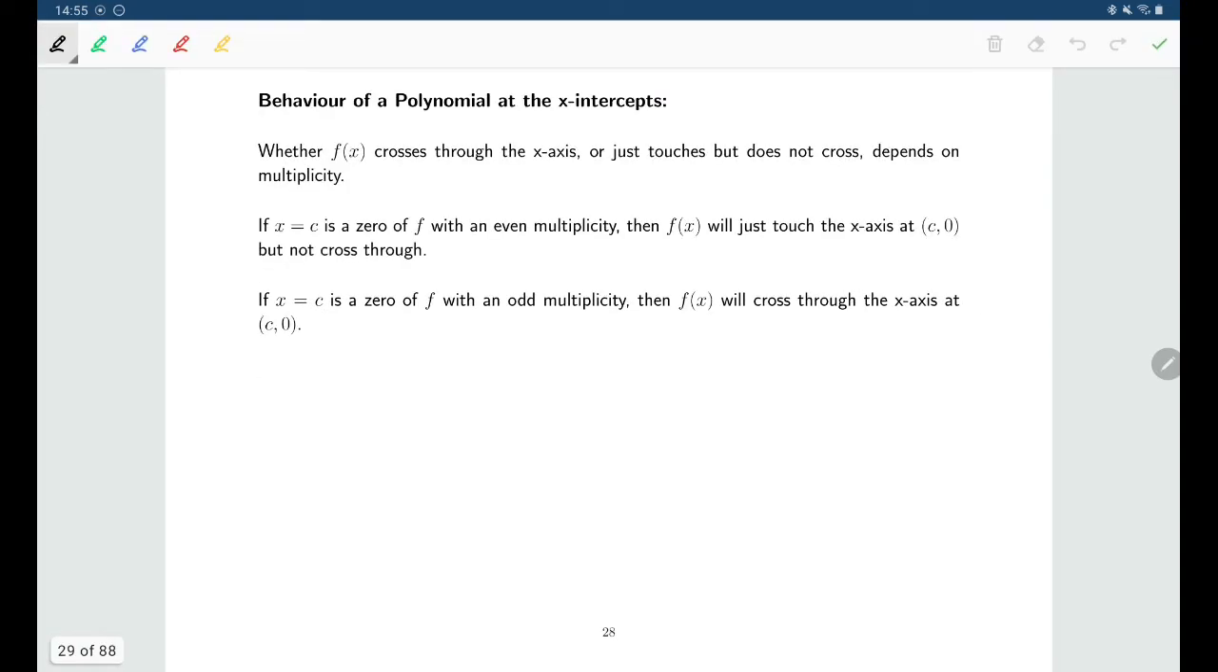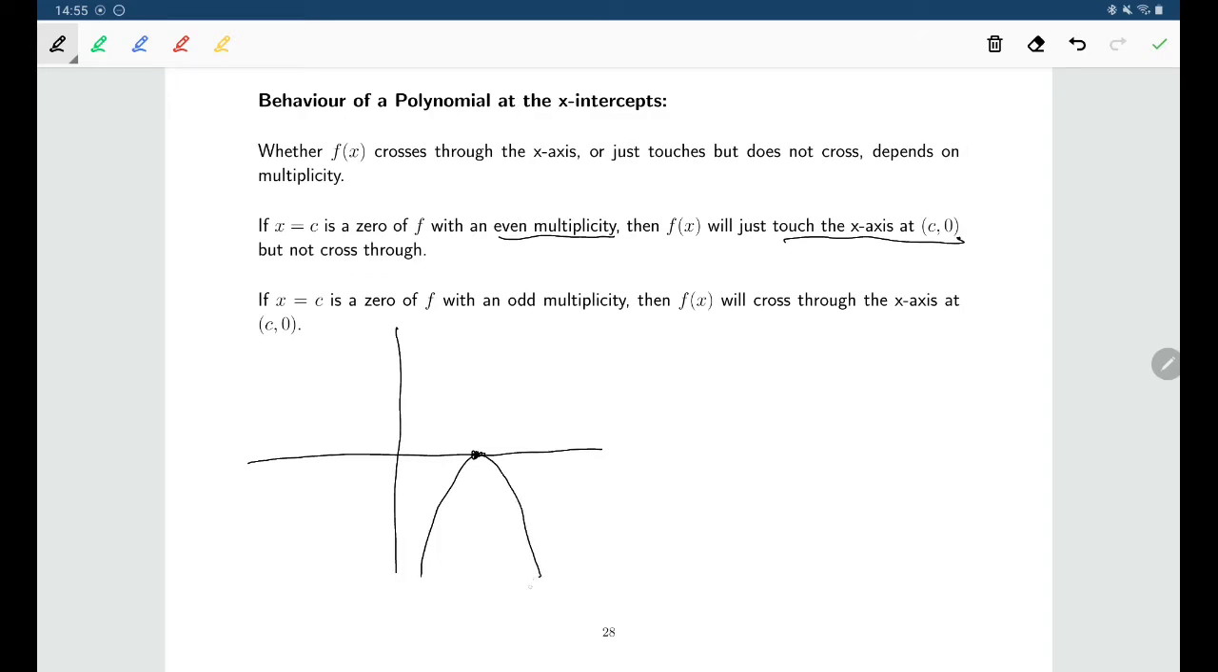Now, the nice thing is that for polynomials, the multiplicity tells us something about how the graph looks. If you have a 0 with even multiplicity, then the graph just touches the x-axis and doesn't cross through. So with even multiplicity, we will touch the x-axis at that 0 and then go back in the direction that we came from. That would be an even multiplicity.